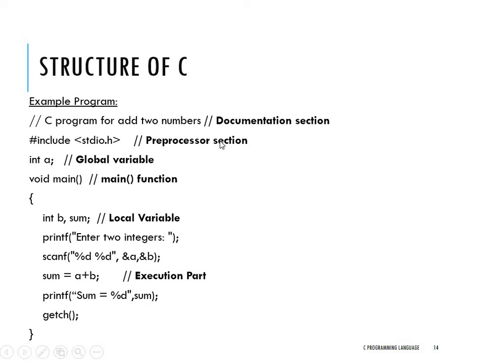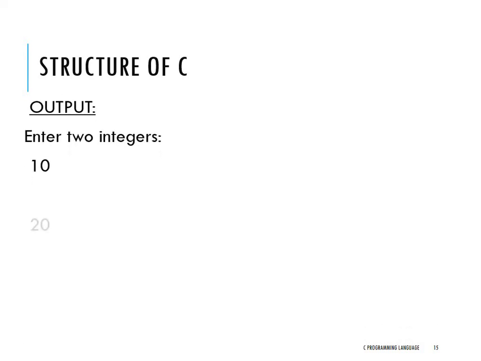Here the first line is the information about the program, that is the documentation section, and then the preprocessor statements, which are system files used to execute our C program. And then I have declared a global variable, and then the main function, local variables, and the execution part. These things we call the structure of a C program. This is the output for that program. I have given 10 and 20, and the output will be 30.